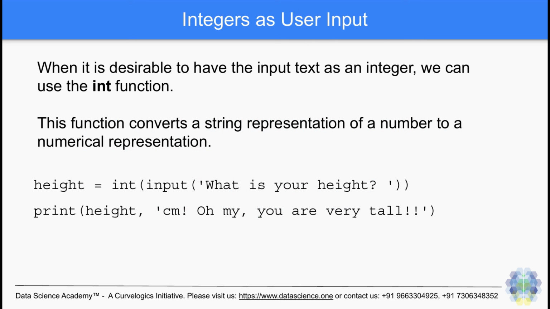When it is desirable to have the input text as an integer, we can use the int function. This function converts a string representation of a number to a numerical representation. The process of explicitly converting one data type to another is called typecasting.